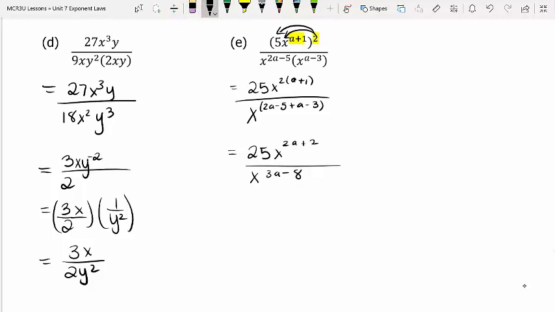Okay, so to divide the two powers with the base a, we're going to use the quotient rule. We're going to subtract their exponents. So we're going to have 25. And now let's go ahead and apply the quotient rule. So we keep our base and we subtract the exponents. So 2a plus 2 subtract 3a minus 8. Now let's just simplify that.